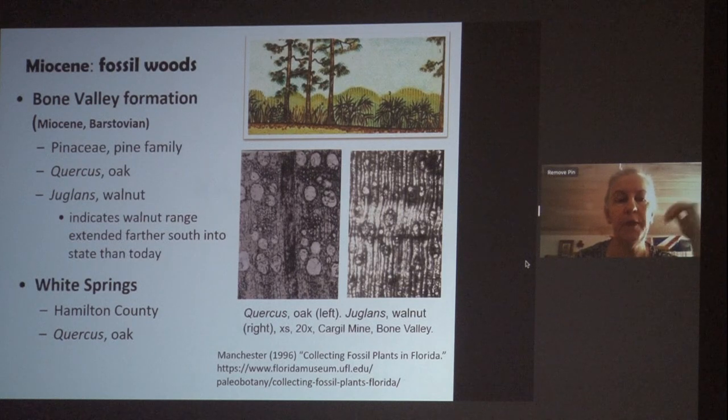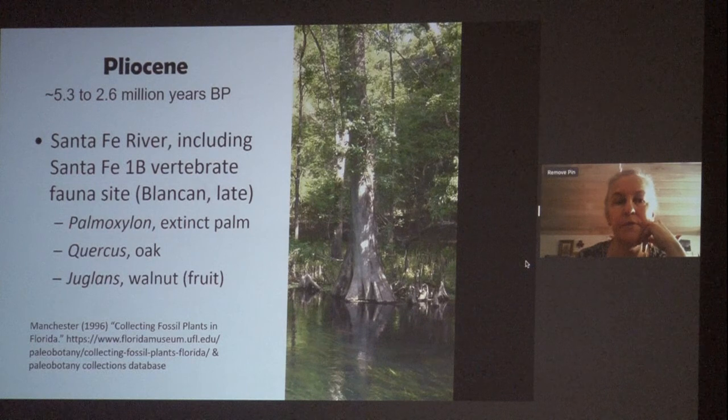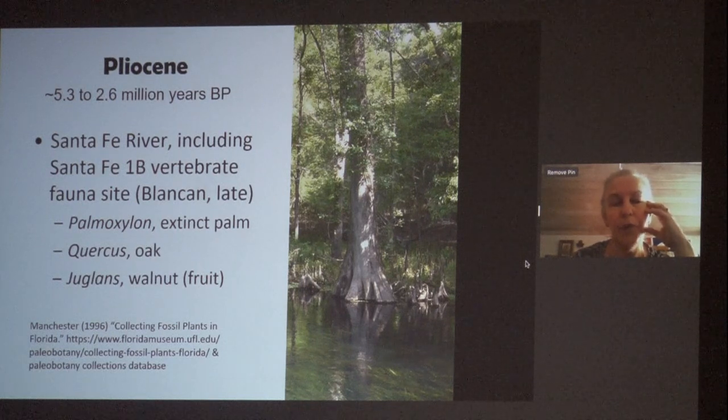All right, we also have fossil woods from Miocene deposits, especially the Bone Valley Formation. So more pine, oak, walnut, the earliest evidence for walnut and the farthest extent of its range that we are aware of. And then in addition, into the Pleistocene, the next episode, we can talk about more fossil woods, another extinct palm, more oak, and walnut fruit. So just building on that evidence.